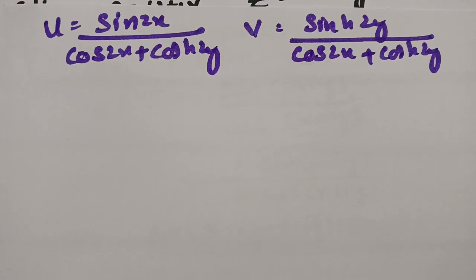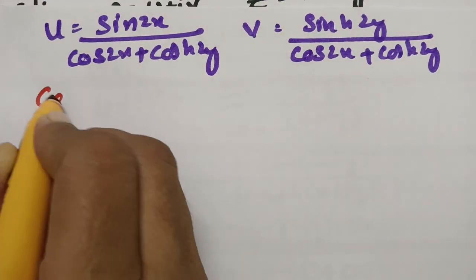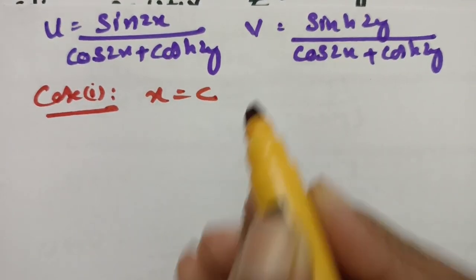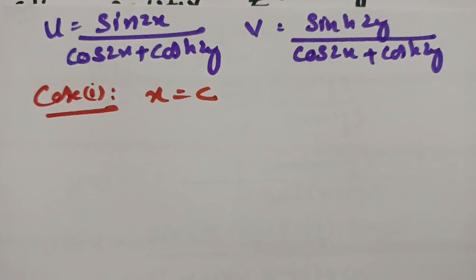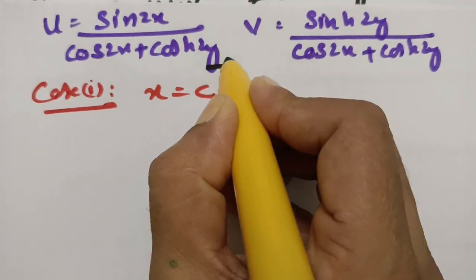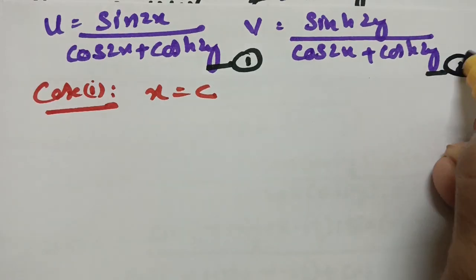So now we have to take a case that x is equal to c. After getting u and v, here are the two cases. If I take case 1 as x value equal to c, and substitute in both the equations, this is equation 1 and this is equation 2, then what happens?